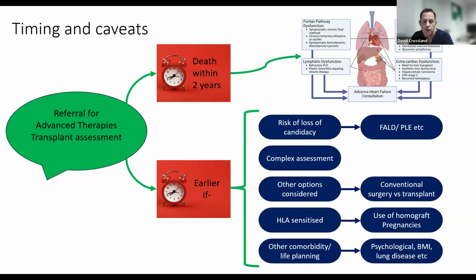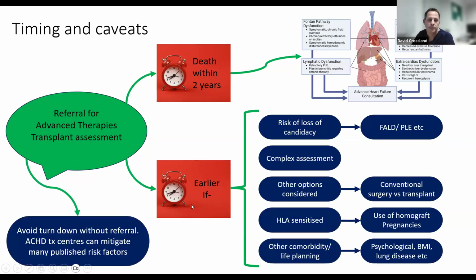And these are often non-Fontan associated problems, their BMI, but they've also got underlying lung disease and associated psychological issues. And finally, I think it's important to avoid turning down patients without referral for advanced heart failure management. Many adult congenital heart disease centres are able to mitigate some of the published risk factors with optimization, with catheter procedures and changes in medical therapy.